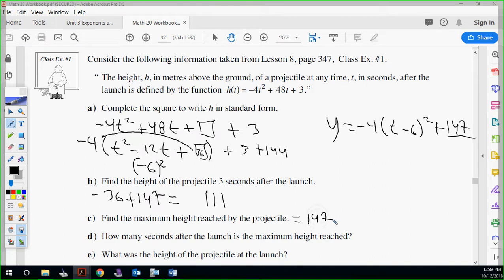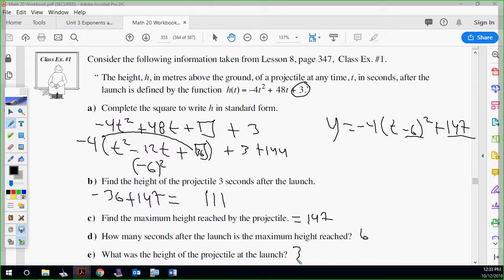How many seconds till it reaches that? 6. Tells you right there. What was the height at the launch? How do we find that? 0 for t. So we go 36, which I would just come back to here if I was you. It's going to be 3. You would get 36 times -4. That's going to be 144.